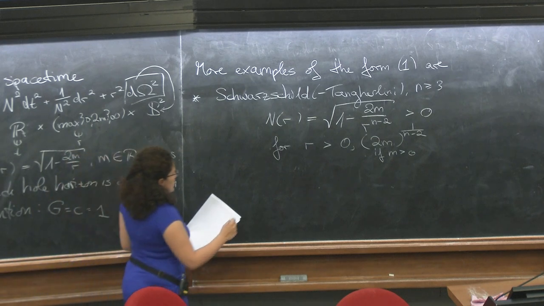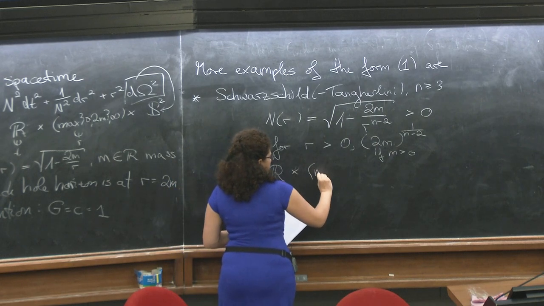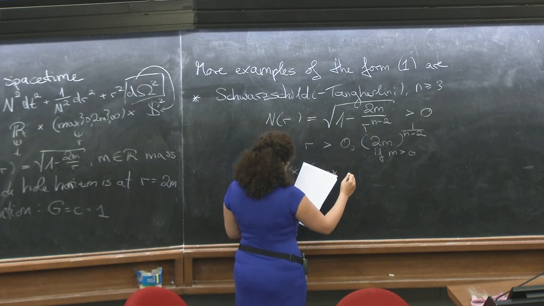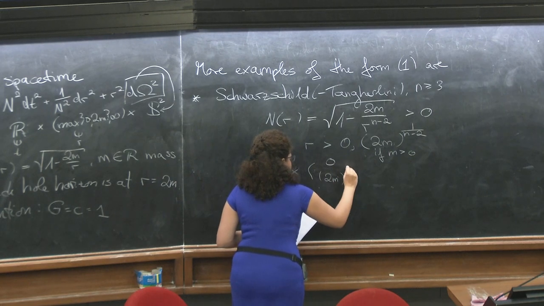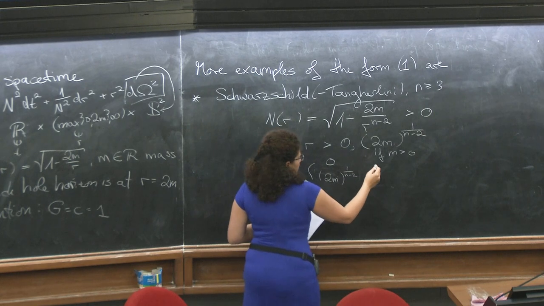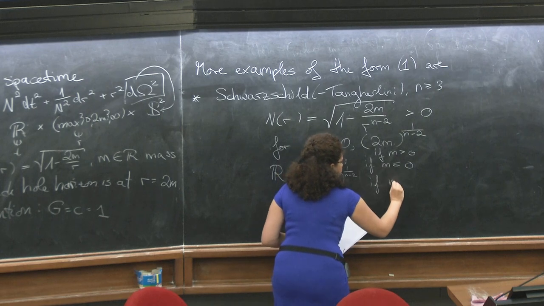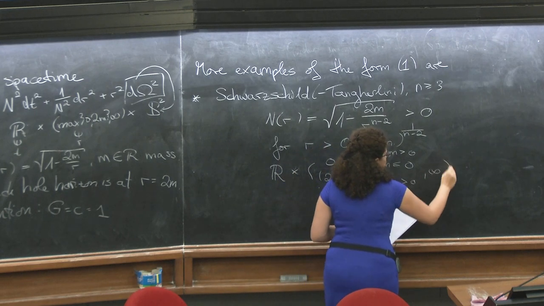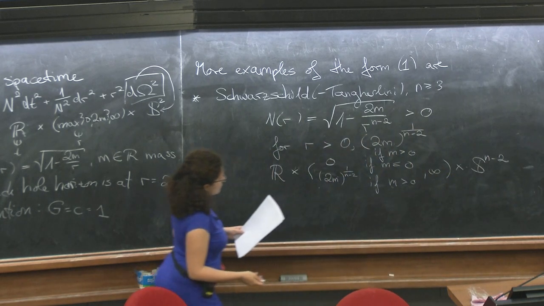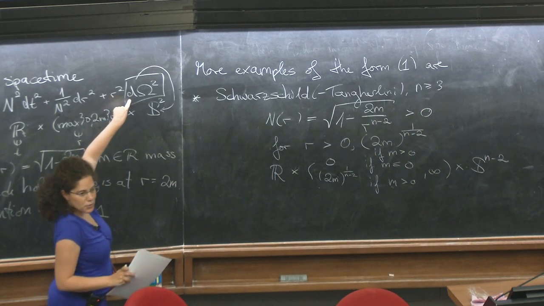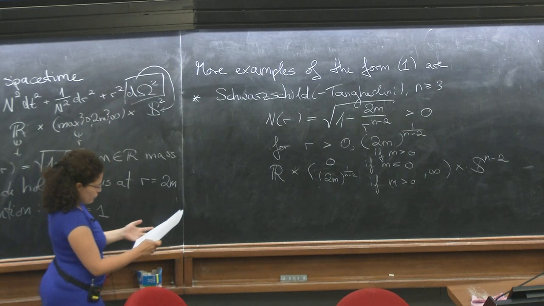And the manifold on which this lives is R for the time, and then, again, this interval, 0 or 2m, if m is non-positive or if m is positive, to infinity, and then cross S^(n-2). And then d omega squared becomes the canonical metric on S^(n-2) of volume 1.